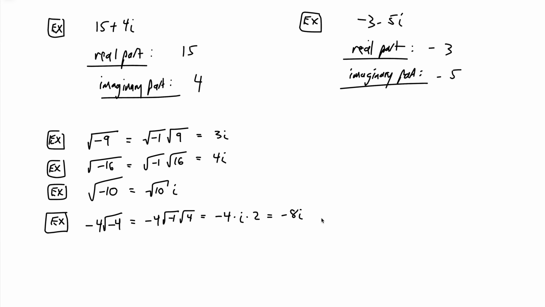Okay. Cool. Another one. 7 plus square root of negative 121. Well, negative 1 comes out, 121. We get 7 plus square root of 121, which is going to be 11. And then, of course, square root of negative 1 is i. So 7 plus 11i would be our solution there.